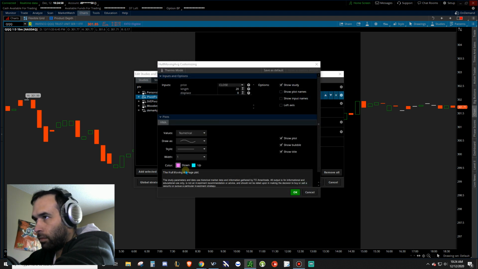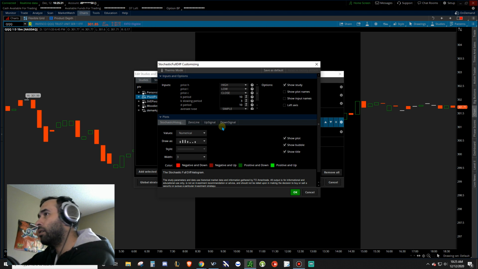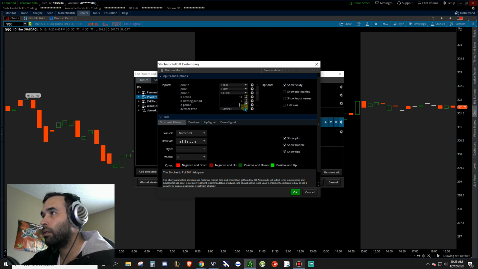For the Hull, make this down yellow and the up blue, and then you're going to draw as this little arrow thing. You just come down here to this little arrow, and that should take care of that. The length on that, everything's already set for you as far as that goes. He's just using the 20. Pivot points are fine, just leave them as they are. Now the stochastic diff, Hull, low, close, this is going to be 13, the K period. This is going to be 5, and this is going to be 13. And you just leave everything else as is.